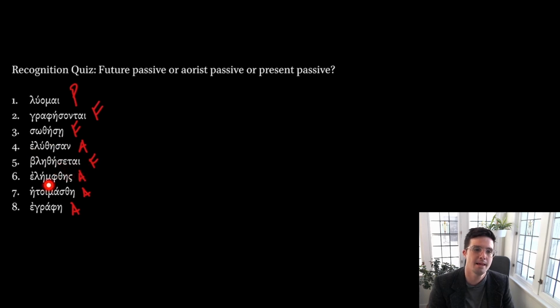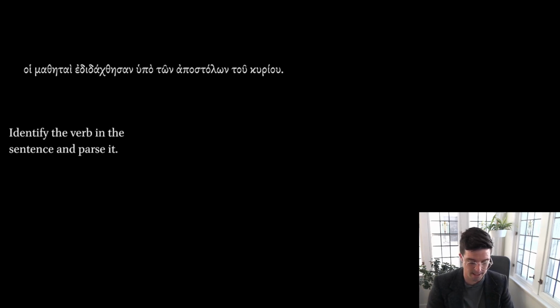Ἐβλήθησαν, a lymphthus, an aorist, with our augment here with the epsilon. Ἡτοιμάσθη, again an aorist with the lengthened epsilon for ἑτοιμάζω. And then ἐγράφη is aorist, again with the augment here.